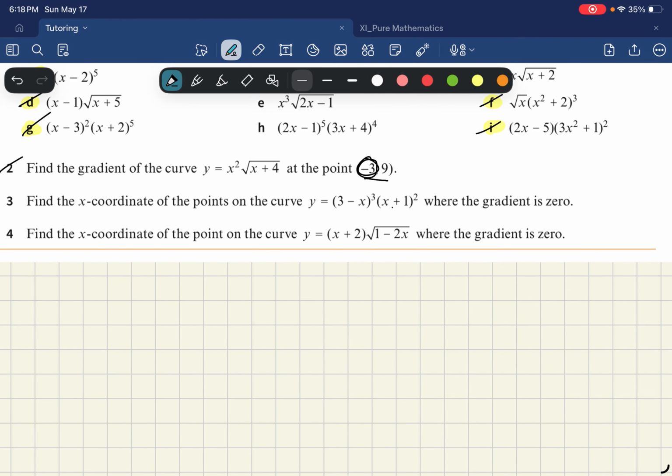All right, question 3. Find the x coordinate where the gradient is 0. So you just want to find dy by dx.